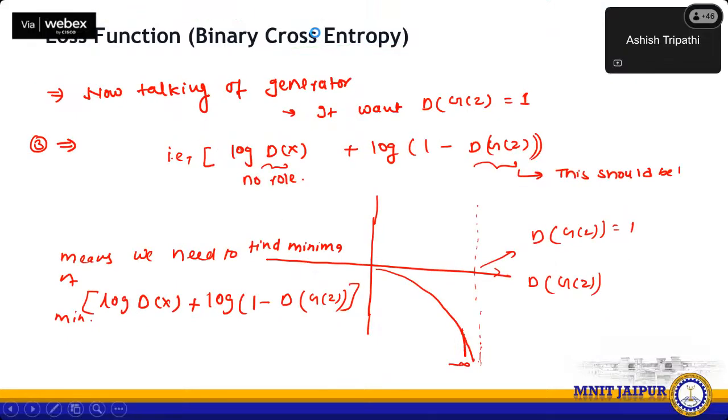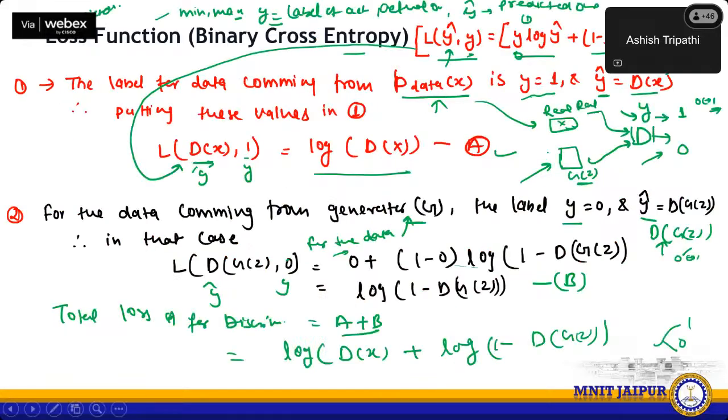Now this was about the discriminator. The discriminator is getting data from two sources. One is real and one is the fake one. For real, this is the equation, and for the fake, this is the equation. I did both. So this is the loss of the discriminator. This is the loss if it is misclassifying the real images, and this is the loss if it is misclassifying the fake images. The idea is quite clear.